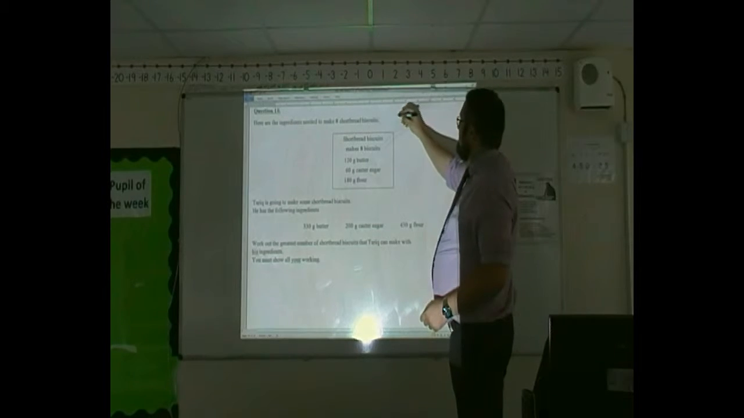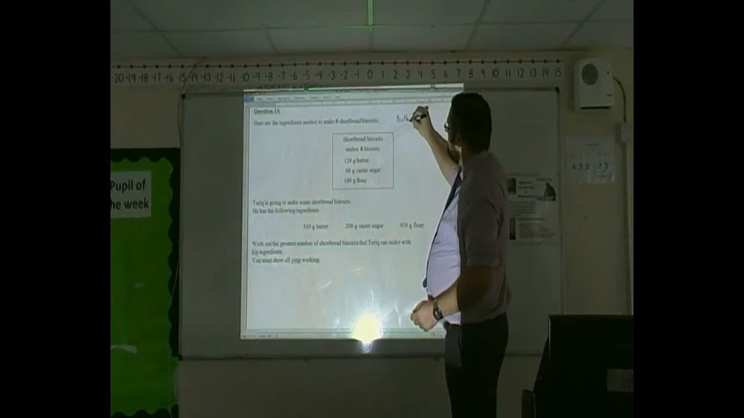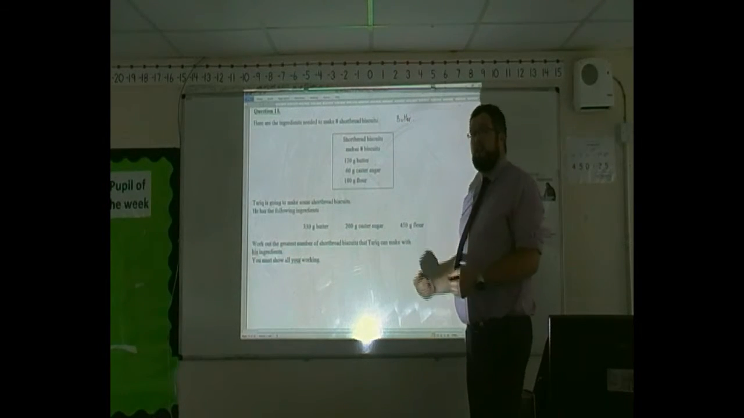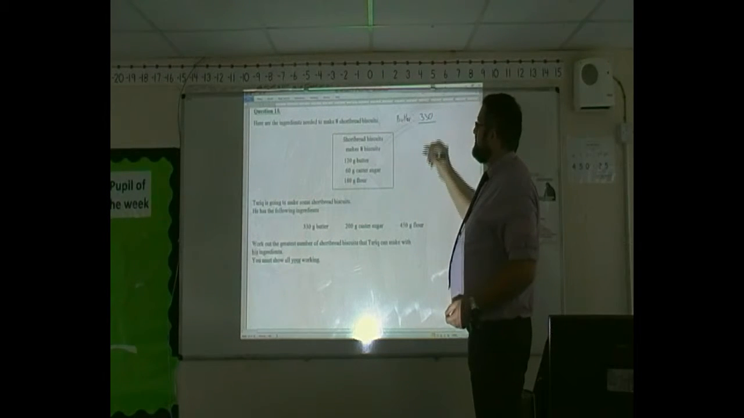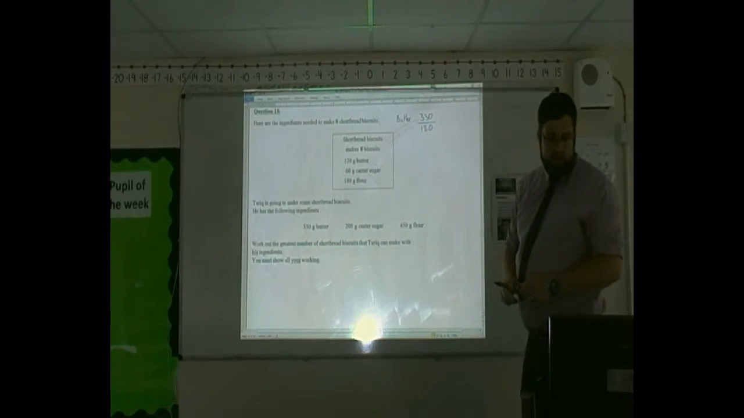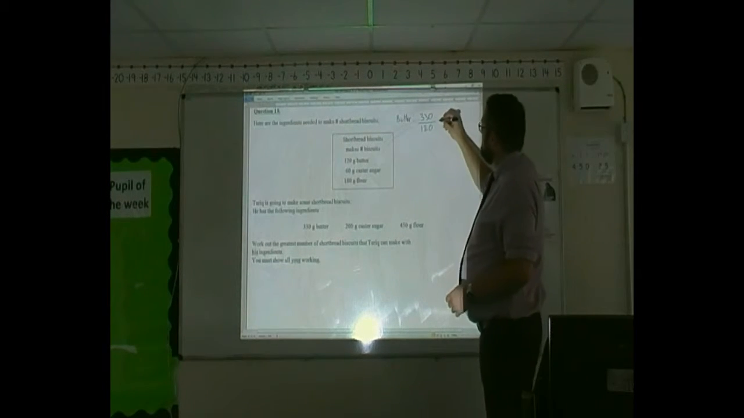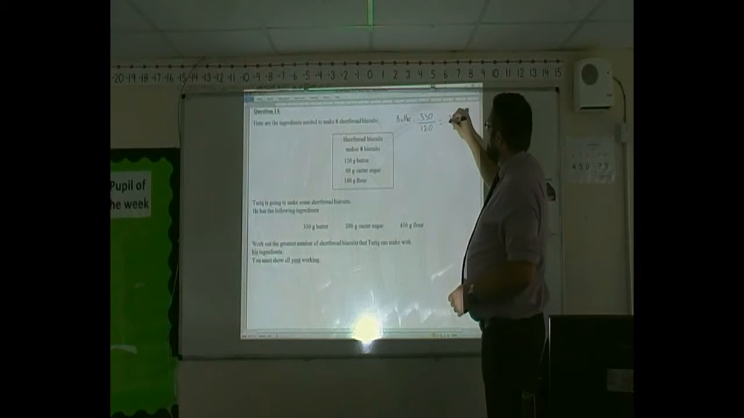Okay, so we're going to start with butter. Now, Tariq has 330, and in the recipe we need 120. Now that gives me an answer of 2.75.